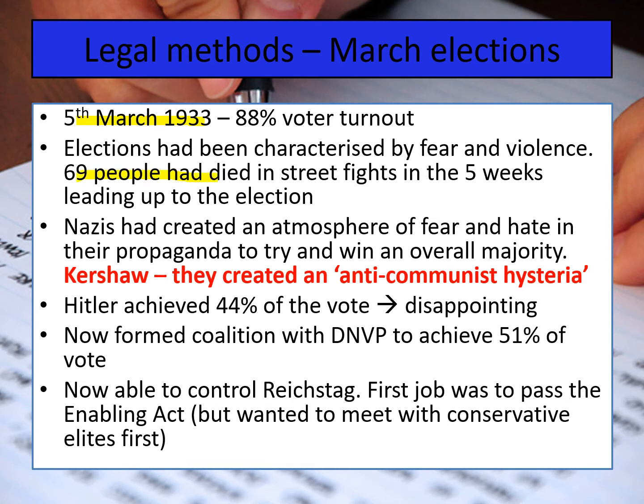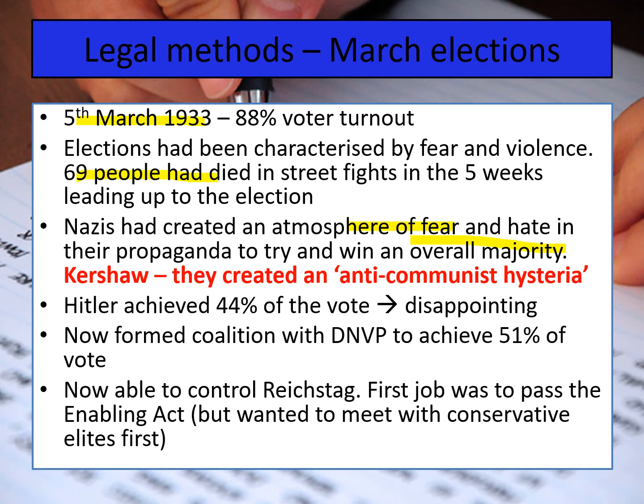The Nazis had created this atmosphere of fear and hate in their propaganda in order to try and win an overall majority. They particularly wanted to convince the middle classes to support them. There had been a lot of support already in 1932 from the lower middle classes, the Mittelstand, but they wanted to tap into a wider audience and get more than 50% of the vote.